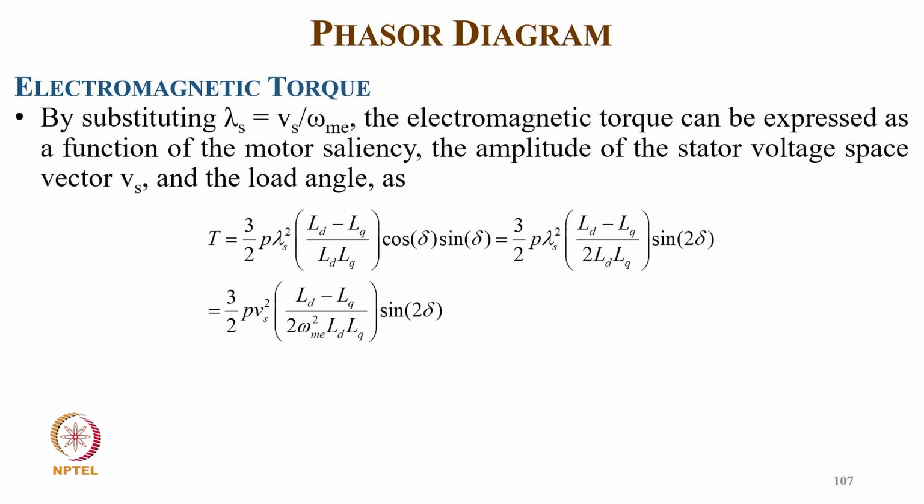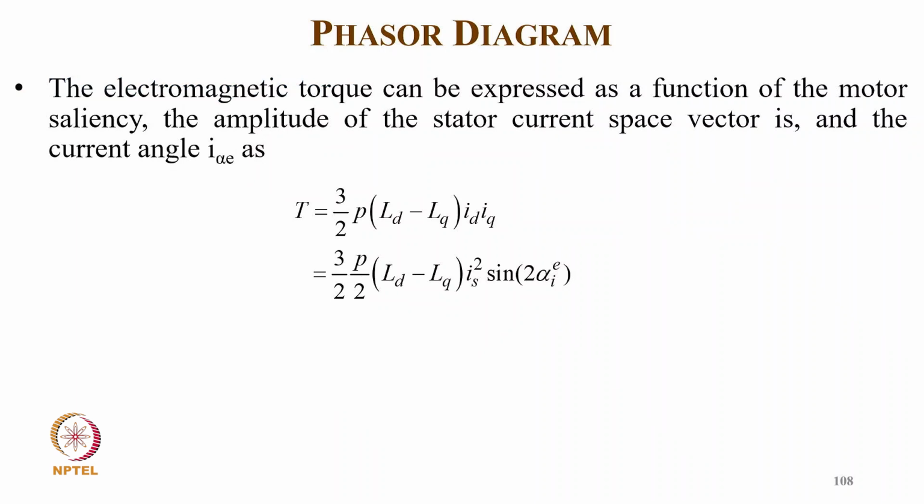Now by substituting lambda s equal to Vs upon omega me, the electromagnetic torque can be expressed as a function of the motor saliency, the amplitude of the stator voltage space vector Vs, and the load angle as T equal to 3 by 2 P lambda s square in brackets Ld minus Lq upon Ld Lq cos delta sin delta, equal to 3 by 2 P lambda s square in brackets Ld minus Lq upon 2 Ld Lq sin 2 delta, and equal to 3 by 2 P Vs square in brackets Ld minus Lq upon 2 omega me square Ld Lq into sin 2 delta.